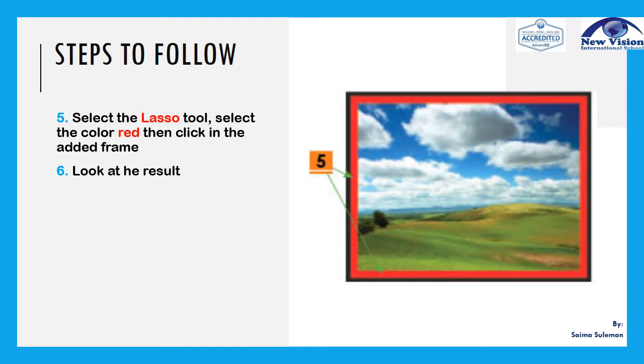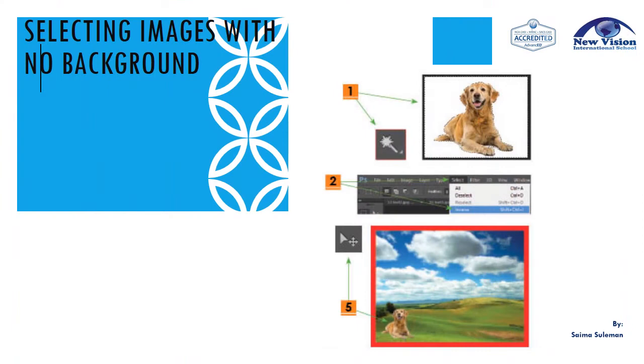Now on page number 71, the next topic will be selecting images with no background. Now you can see that every picture has a background. I have chosen a dog picture over here, and you can see that the dog picture has a white background. Now I want to change the background to any other color. So which tool will we use? Now go to the steps.